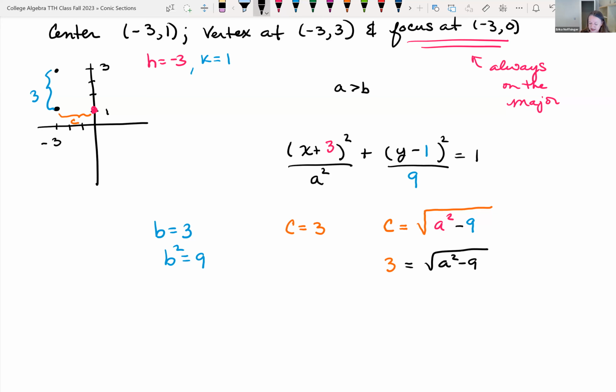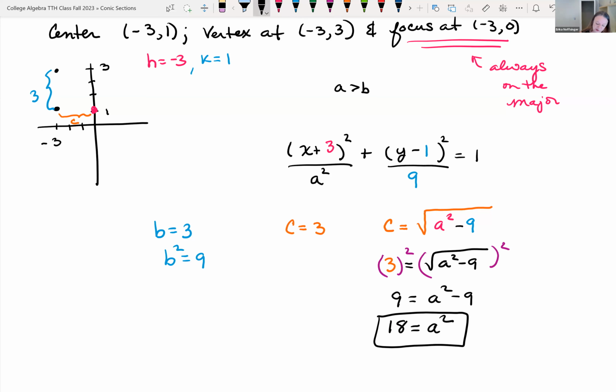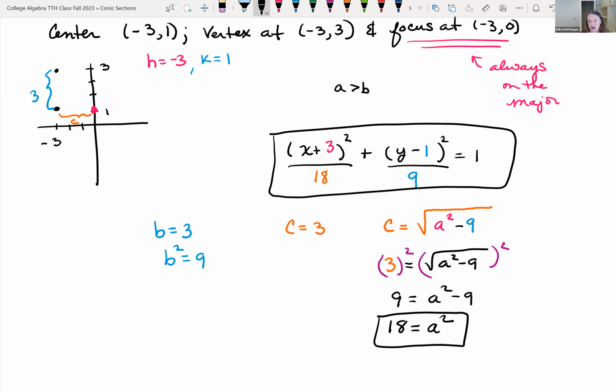So if I square both sides of my equation to get rid of that radical, I have 9 is equal to a squared minus 9. Let's add 9 to both sides. I get 18 equals a squared. Well, I could find out what a is, but I really just want to know what a squared is, because for the equation, we're going to have x plus 3 quantity squared over a squared, which we just found to be 18. So with the information about the ellipse, we were able to find the equation of that ellipse.